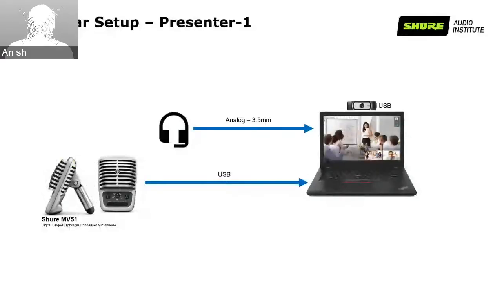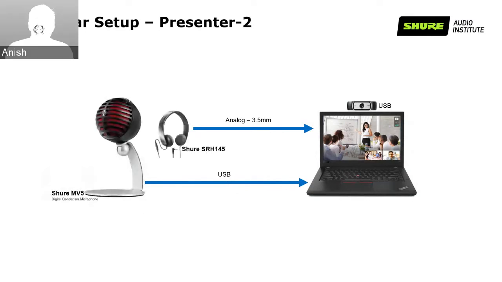To have an effective webinar, we have done our home office setup with our Shure Motiv product line. So right now, I have a Shure MV51 microphone connected via USB with my laptop. I have a headphone and a USB camera connected as well. My colleague Ritendra has a Shure MV5 digital condenser microphone, which is connected via USB. And he has a Shure SRH145 headphone connected and a USB webcam for video.